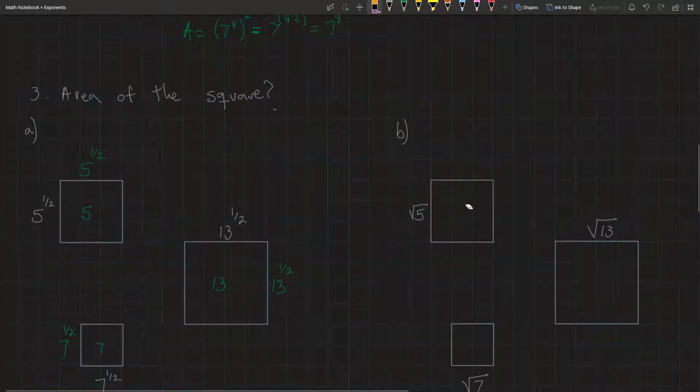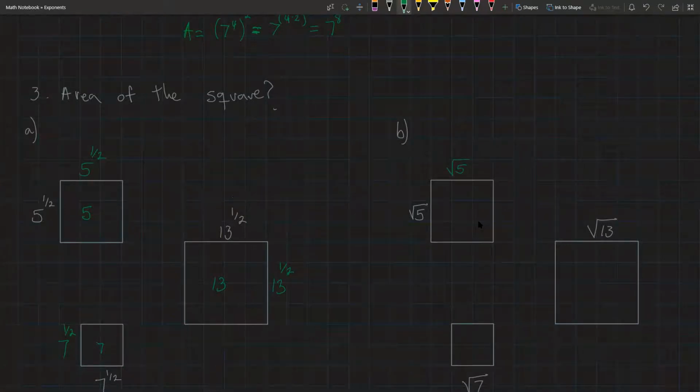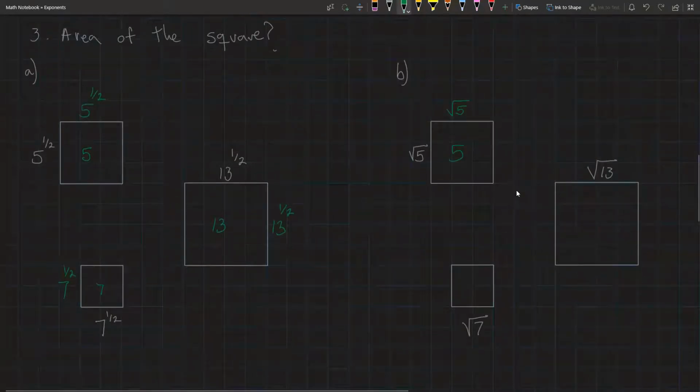Now, what happens when we have a square with a side length of square root of 5? That means that the other one is also square root of 5, and square root of 5 times square root of 5 is an area of 5. See if you're starting to see that strong connection. If this is square root of 7, this is square root of 7. Therefore, the area is 7. Okay. All right. And if this is square root of 13, this is square root of 13. Let me make that radical look better. There we go. That means the area is 13.